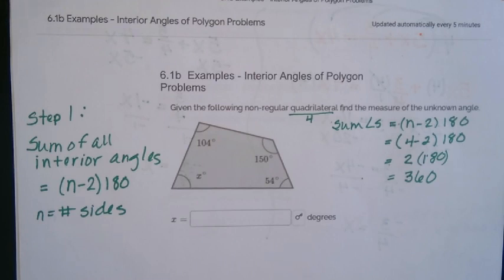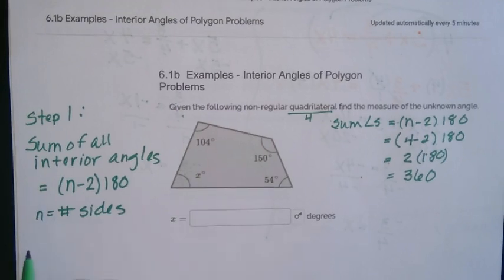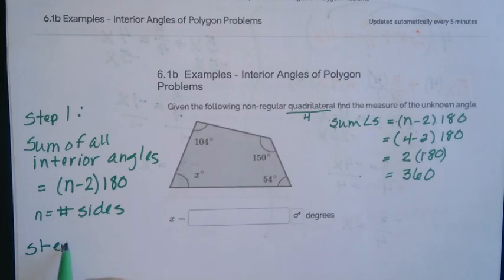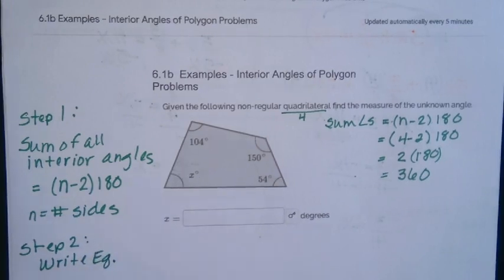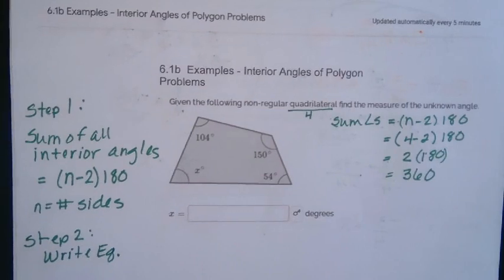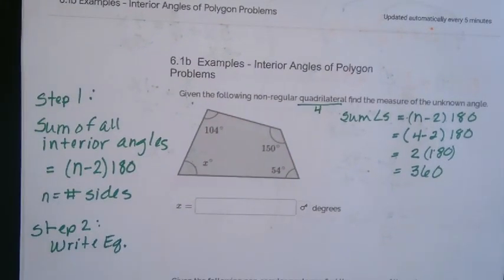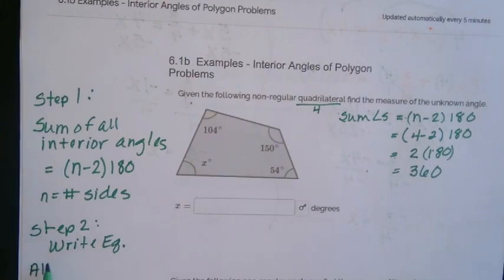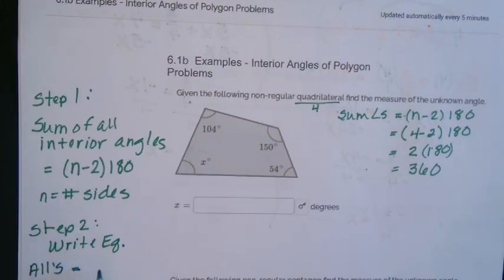Okay, so now that's the first step. And then the second step is to write an equation, an equation using all of the angle measures that add up to 360. So all angles add to equal the sum. That's kind of just my little shorthand there.